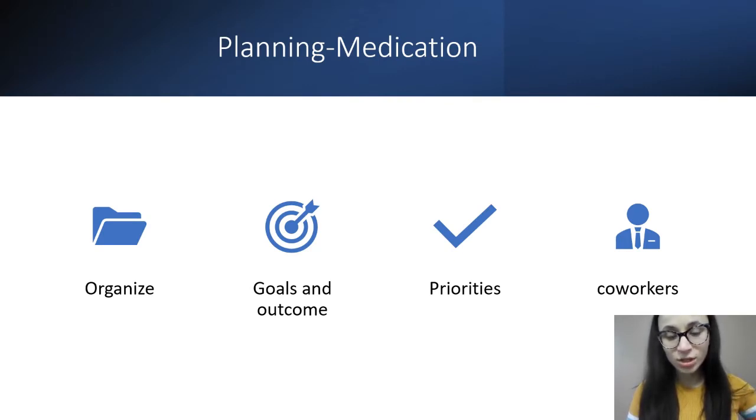Okay, next the nursing process is planning. So planning for medication. You should be organized. You should have the goals and outcomes before you give it. Always priority, so you want to provide the most important information about the medication before you give it. And always your coworkers, you want to collaborate. If you have any questions, some medications need a 2-nurse sign-off, so you need your coworkers.